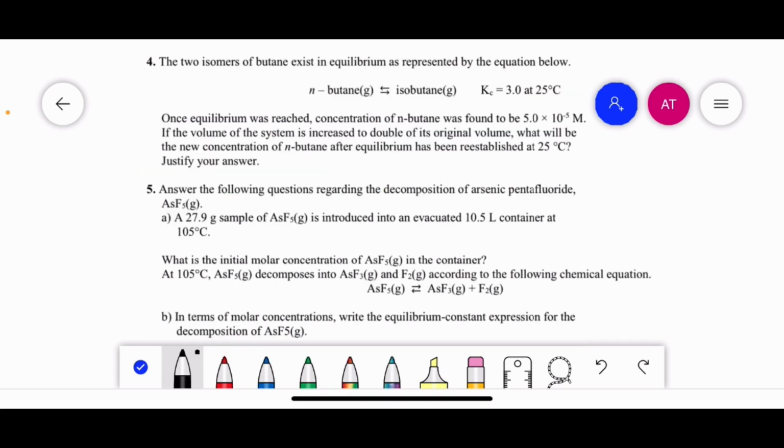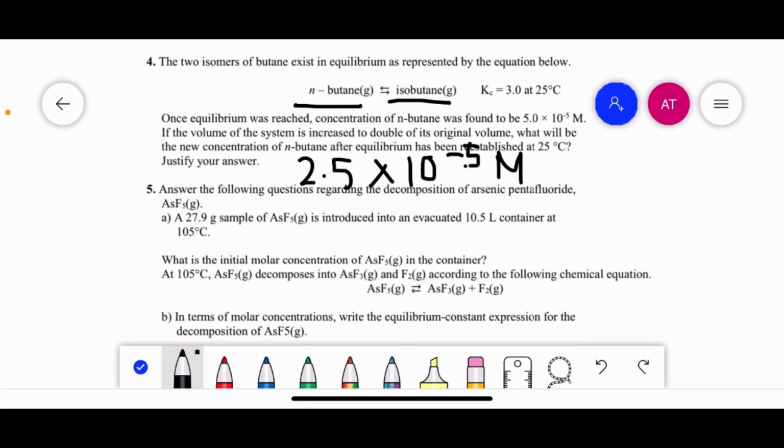I'll give you guys a bit to think about question number 4. Even though doubling the volume will halve the pressure of both of them, it will have no effect on the equilibrium because N-butane and isobutane react with the same ratios. We can just consider the doubling of the volume to be halving of the concentration because, as we know, C is equal to n over V. When the volume is doubled, the concentration is halved. We can then just say that the concentration will be 2.5 times 10 to the power of minus 5 molar.